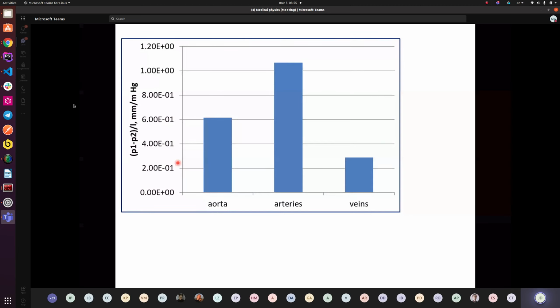This is a decrease of the pressure per 1 meter of the blood vessel length for arteries and for veins. For arteries, it is rather large because they have a very high blood velocity, but nevertheless the order is the same. And now let's go to the capillaries.